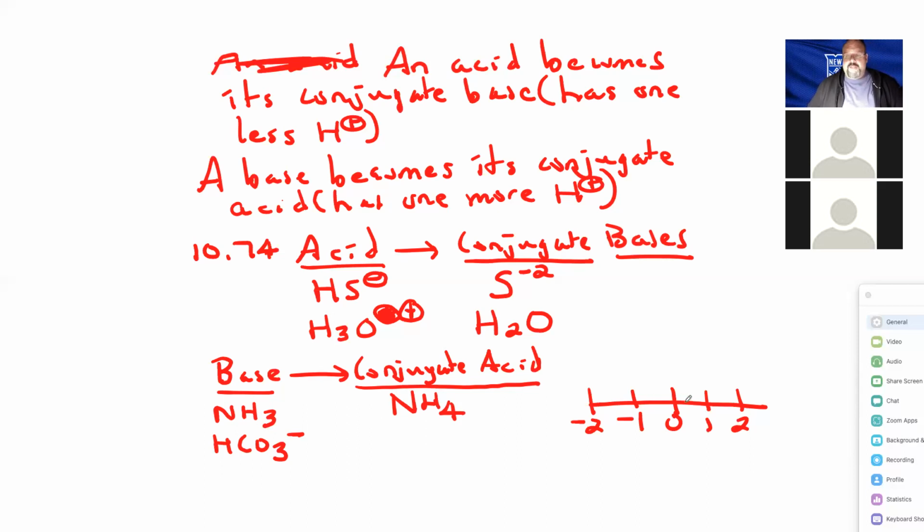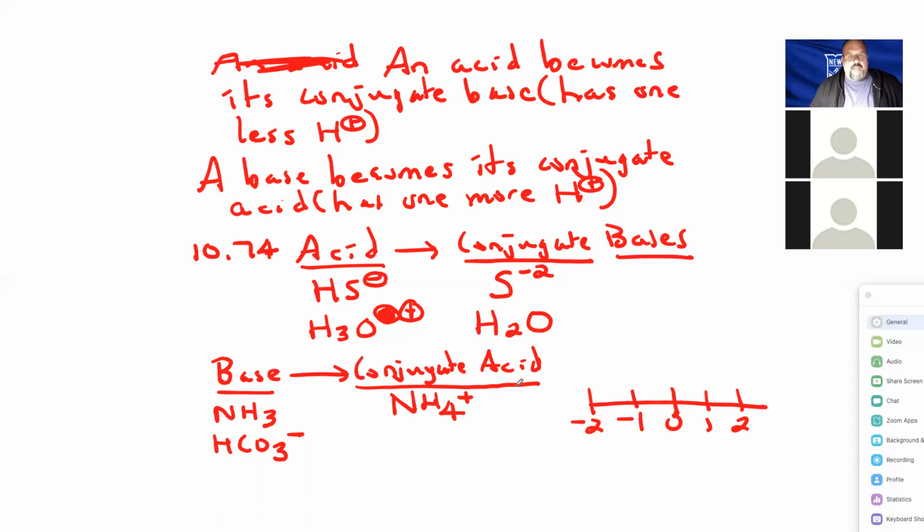So now if you go back to the number line here, if I'm putting in a plus charge, which direction am I going to move? I'm going to move one space this way. So if the charge is 0 and I put in a positive, what does the charge become? The charge becomes +1. NH4 plus would be the formula for the conjugate acid.